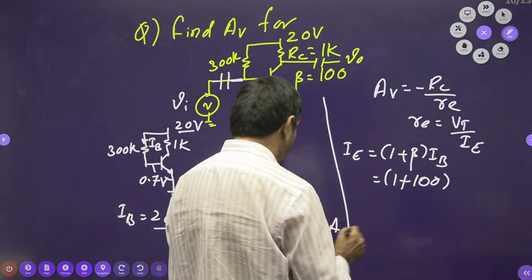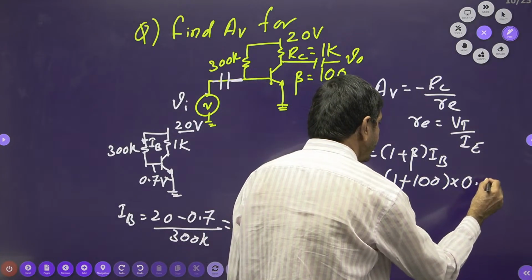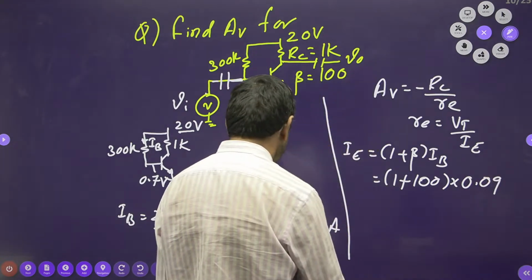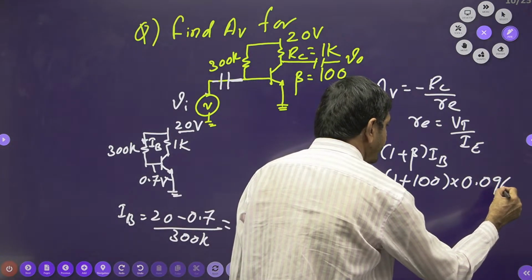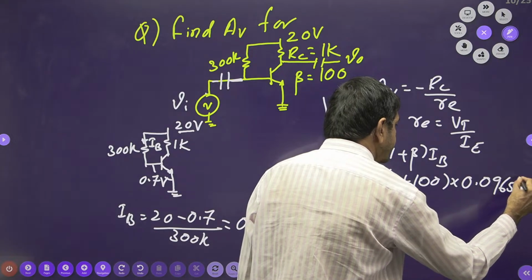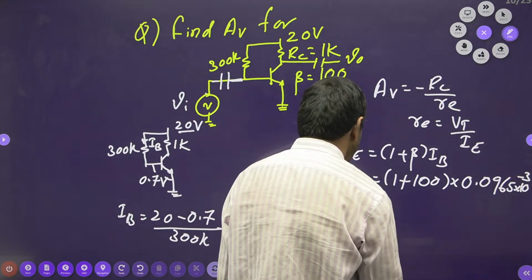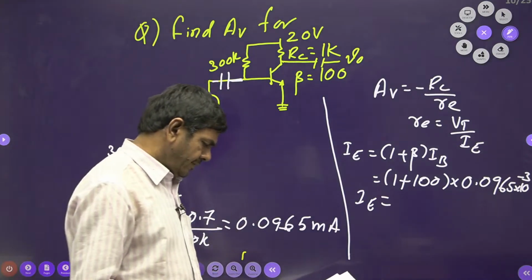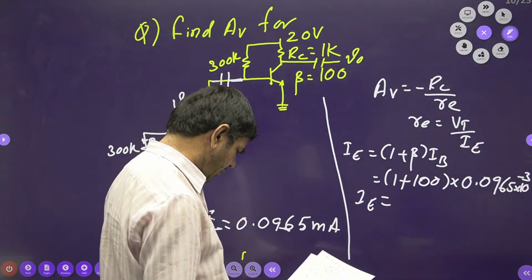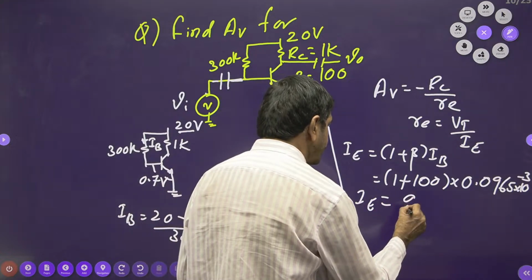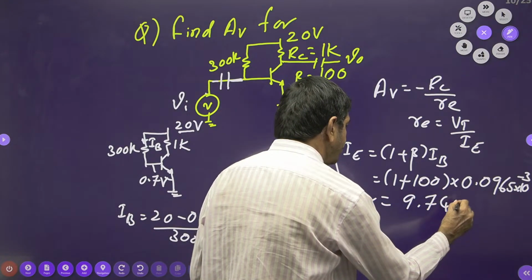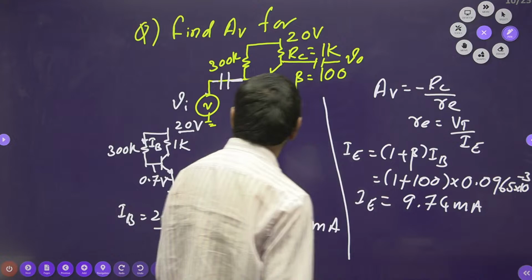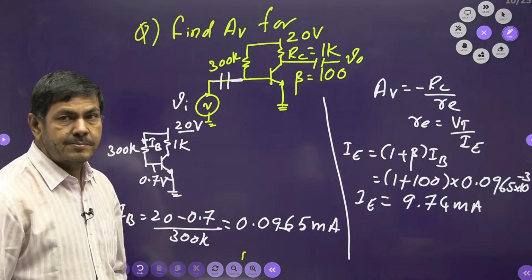IB is nothing but 0.0965 times 10 power minus 3. Use a calculator and you will get IE. That IE value will be 9.74 milliamperes. That much IE is possible.